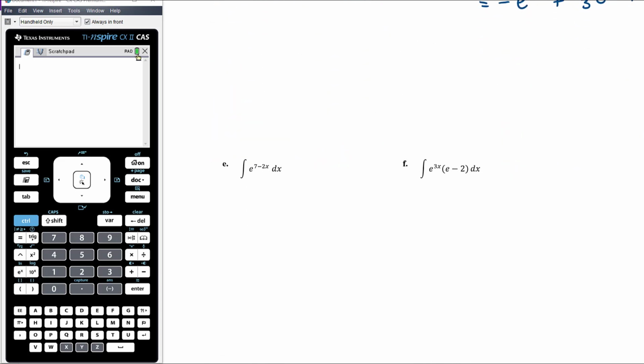Okay, so here we've got some e to the ax plus b, so remember it's just 1 on a times e to the ax plus b. So in this case a is negative 2, so it's going to be 1 on negative 2, e to the 7 minus 2x, plus c.